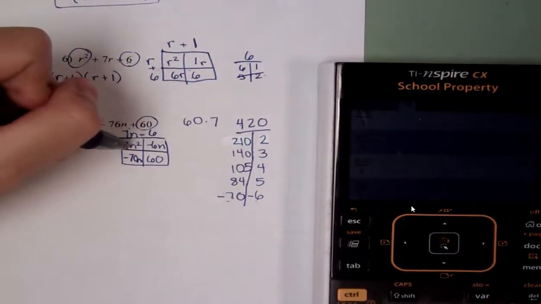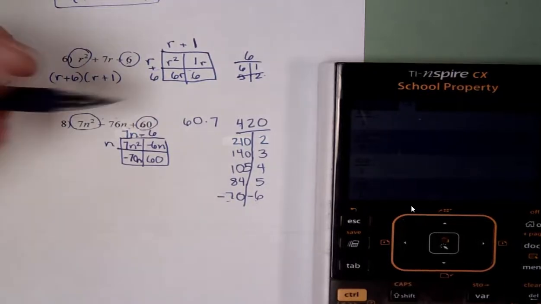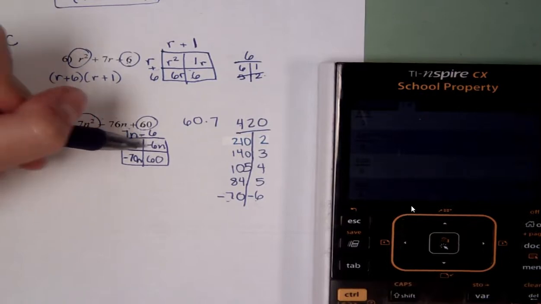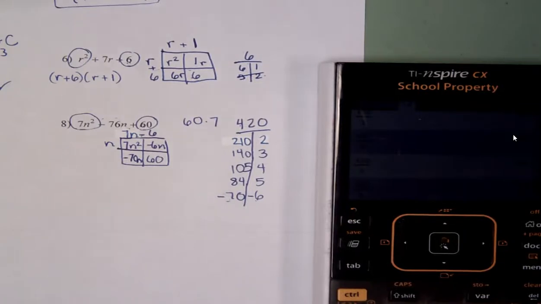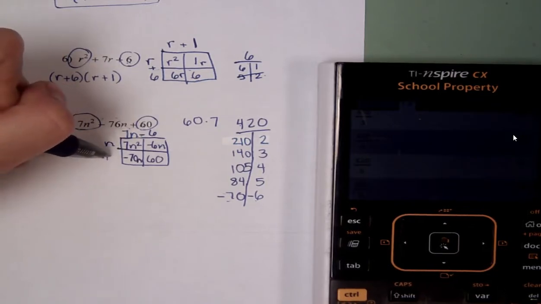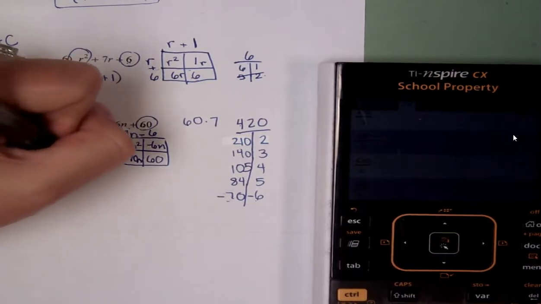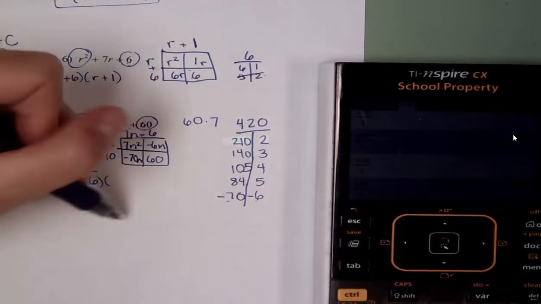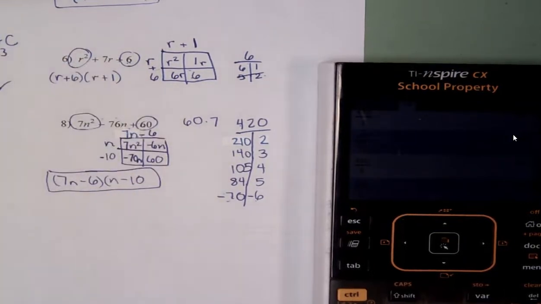All right, the greatest common factor for this one would just be an n all by itself, because those numbers don't go together, and there's one n in here, two n's there. But here, it's actually going to be 10 for the greatest common factor, and it's going to be a negative 10 because the 70 is a negative. So 7n minus 6 and n minus 10 are our factors. Okay? Awesome.